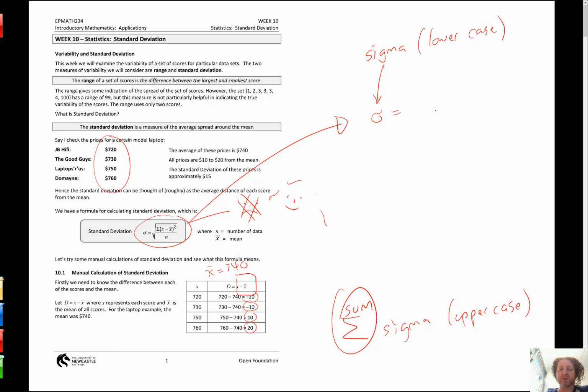And the formula says, sum up all of your differences. All my differences are x minus x bar. And then we squared them, and then we summed them up. And then we divided by the number of scores to find the average of the squares. And then we square rooted them. That formula is telling us exactly what we just did in that table.